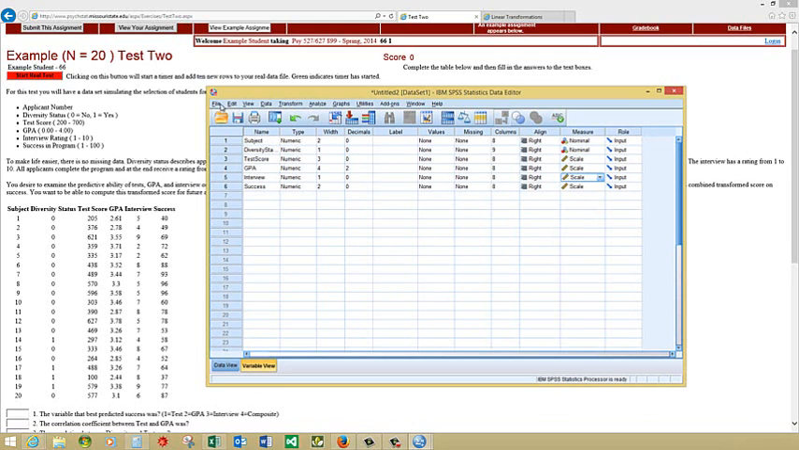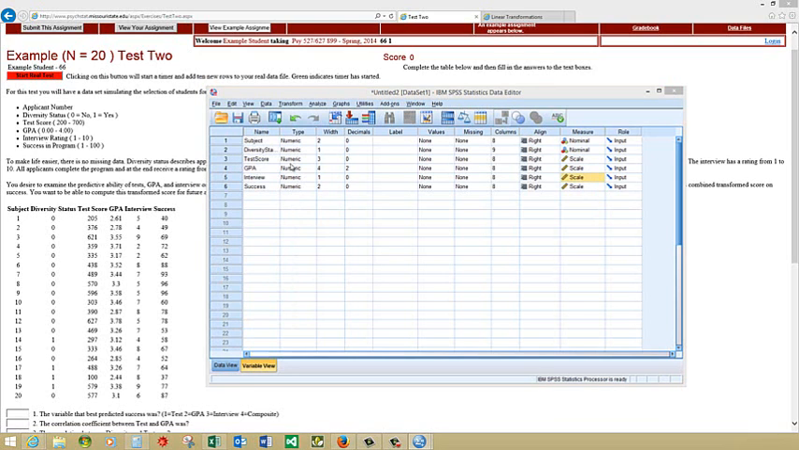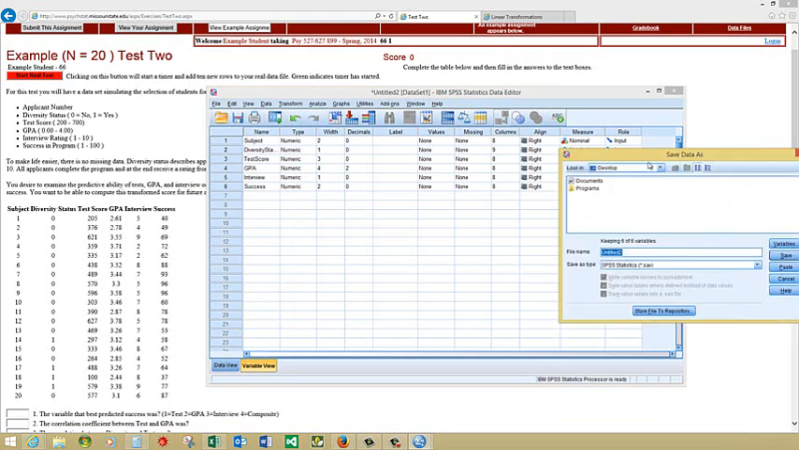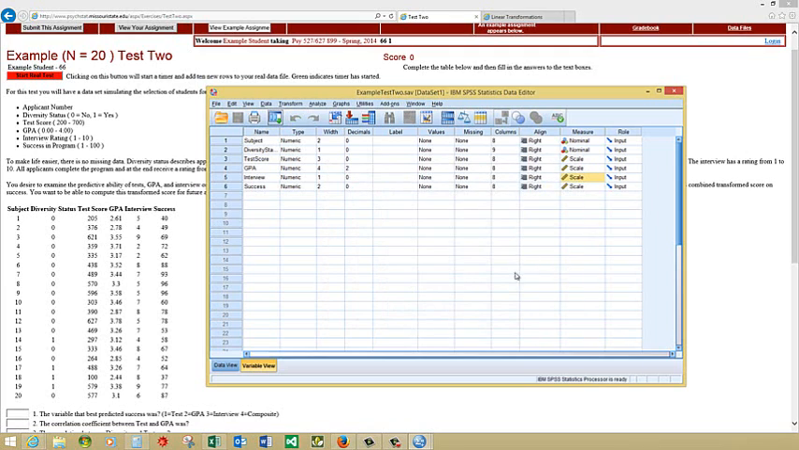And what we'll do is we'll just save this on our desktop, and we'll call it example test 2. It'll be a save file. Just in case something happens, it will be able to recall our data.